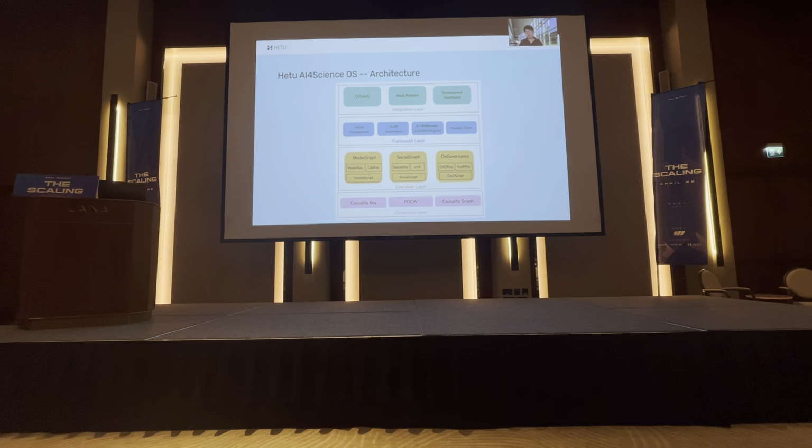So here, let me just give you a high-level overview of the entire architecture for our Hetu AI for Science operating system. On the bottom layer, which is our ground layer, we build our consensus layer that includes things like causal work and our causality graph. On top of that, we have some key execution layers, which include the model graph and the social graph and some governance, the decentralized governance layer.